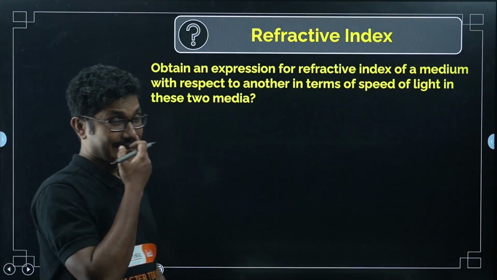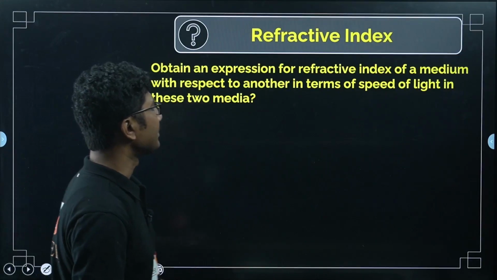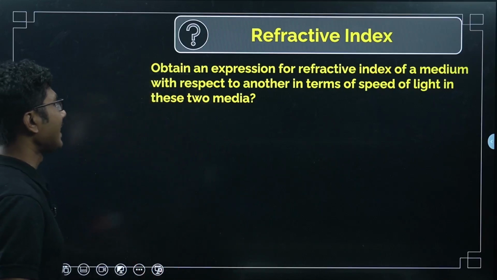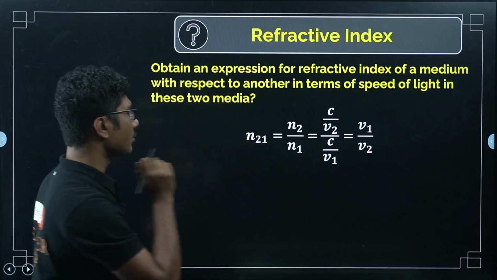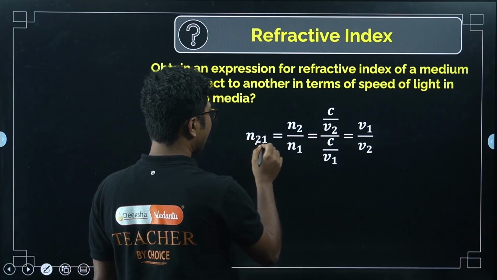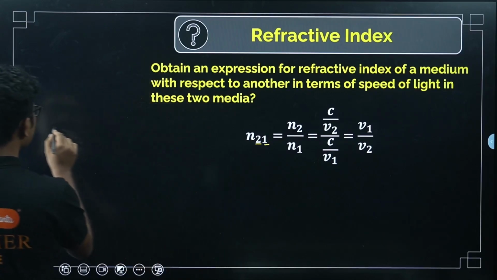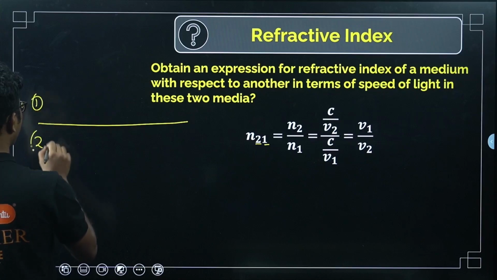Now let us answer the second part: obtain an expression for the refractive index of one medium with respect to another in terms of the speed of light in these two media. Now what is the refractive index of, say, the second medium with respect to the first medium? These are the two media. Suppose light is traveling from the first medium to the second medium.